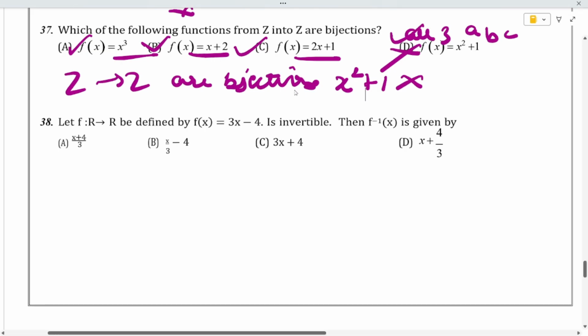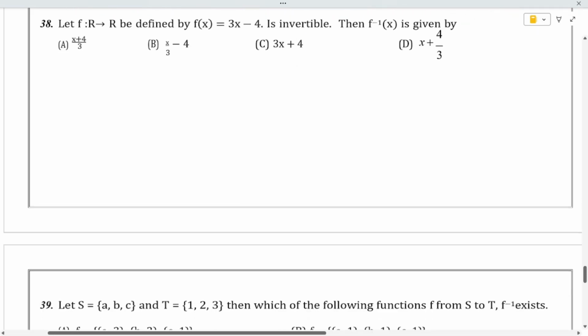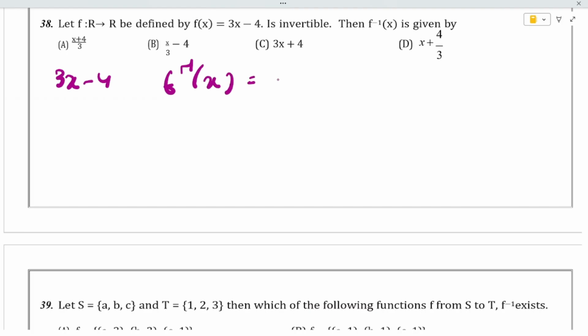Next is the 38th question. They have given 3x minus 4. You have to find out the invertible, that means f inverse of x. As it is invertible, you convert the sign and divide by 3. x plus 4 divided by 3.